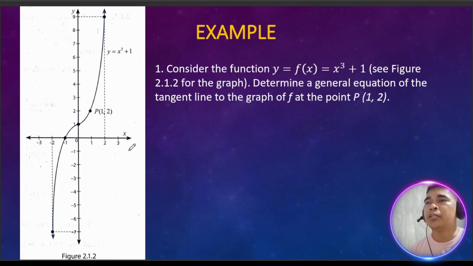Example: consider the function y equals f of x equals x cubed plus 1. This is figure 2.1.2, y equals x cubed plus 1. Determine a general equation of the tangent line to the graph of f at point 1, 2. Okay? This is the point 1, 2. So we need to determine the general equation of the tangent line. How are we going to do that?